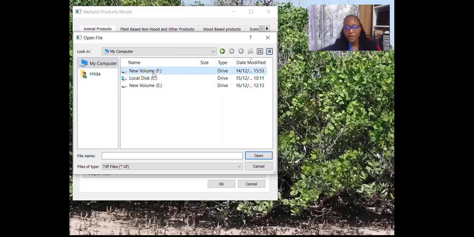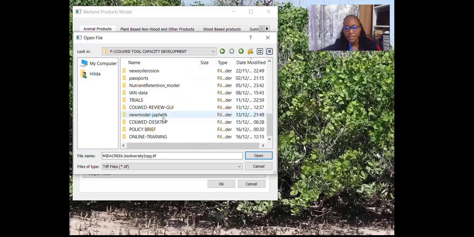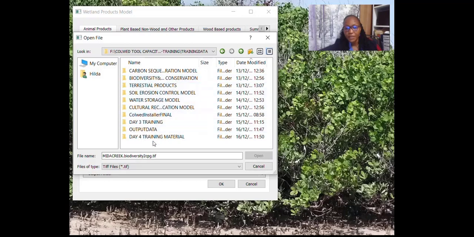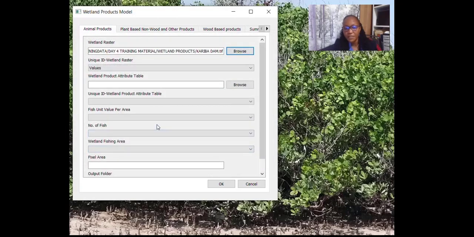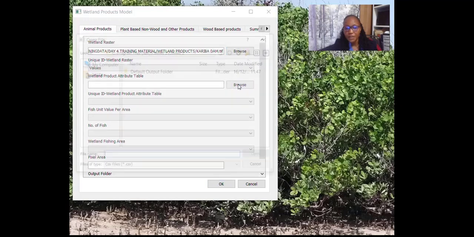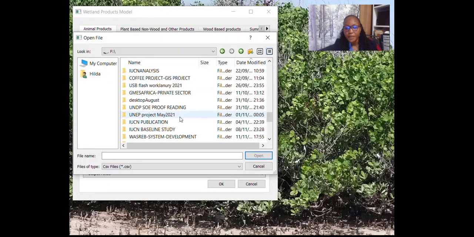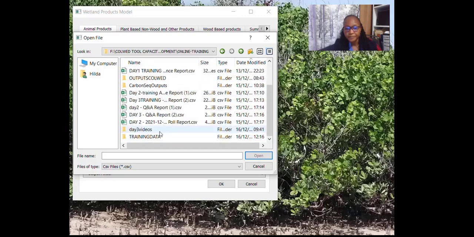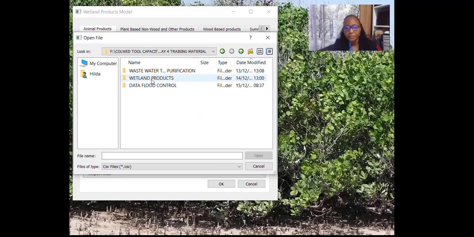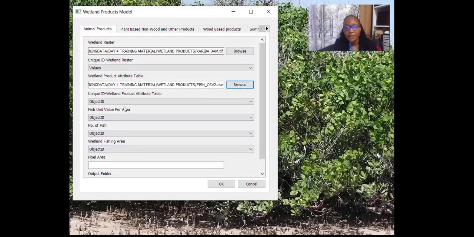So from our folder where we have our input data, we'll load the data sets required for this. We have the wetland product, the Kariba Dam. Like I said, we are working with Kariba Dam in Zimbabwe. So you see under unique ID, wetland raster, the value is actually the unique ID that needs to be picked. And then we load the CSV file that we have discussed and the manner in which you should prepare it. The fish CSV file. And then the unique ID for the wetland product attribute table is the object ID that has the same number of rows, or the same number of fishing zones, that are also within the wetland raster.